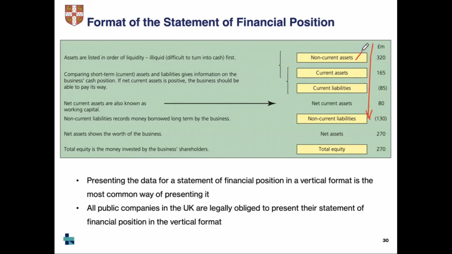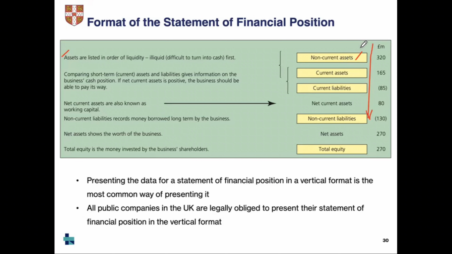In fact, there is an order in which items on the statement of financial position must be listed. It says here that assets are listed in the order of liquidity. What does liquidity mean? Liquidity refers to how difficult it is to turn an asset into cash. So those that are most difficult are listed at the top, and the non-current assets are most difficult to convert into cash. What are non-current assets? These are assets that the business does not intend to resell. These are assets that the business intends to use for more than 1 year.